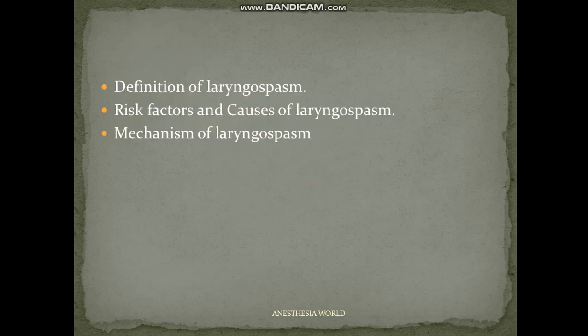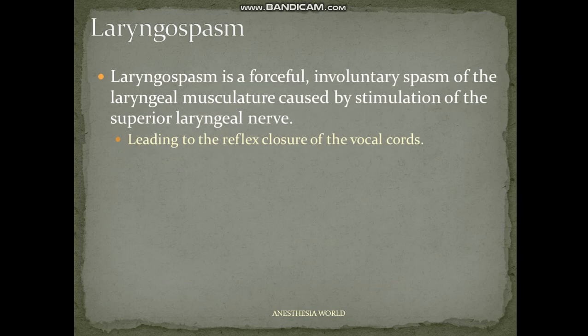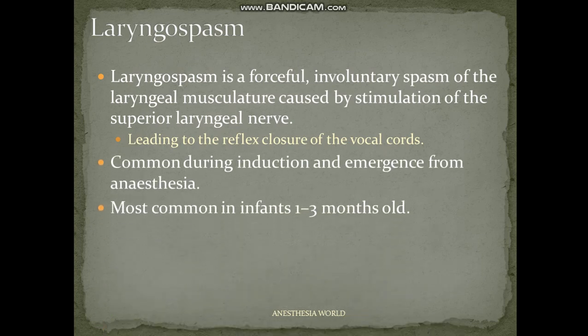So, coming to the first one, the definition of laryngospasm. Laryngospasm is a forceful, involuntary spasm of the laryngeal musculature caused by stimulation of the superior laryngeal nerve, which is a continuation of the tenth cranial nerve, the vagus nerve. This leads to the reflex closure of the vocal cord and is common during induction and emergence from anesthesia, and most common in infants from 1 to 3 months old.